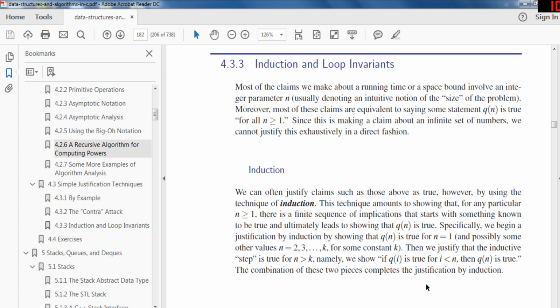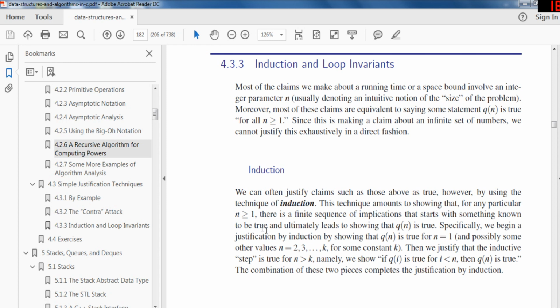You could often justify claims such as those by using a technique called induction. This technique amounts to showing that for any particular n greater than 1, there is a finite sequence of implications that start with something known to be true, leading to showing that q of n is true. Specifically, we begin an induction by showing that q of n is true for n equal to 1. Then we justify that the inductive statement is true for n greater than k. And then we show that if q of i is true for i less than n, then q of n is true. Any of these combinations will do. I think that was a horrible explanation of induction.